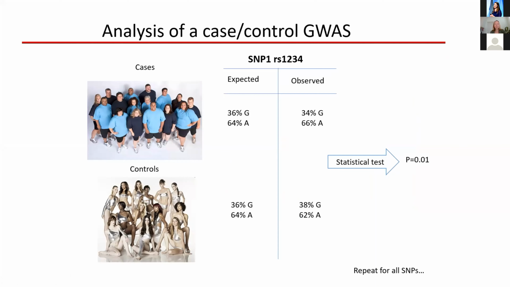And in the GWAS, you look at all the SNPs and do a statistical test for every SNP. And then, of course, you compensate for multiple testing, since you have maybe 500,000 tests. And then you find out which SNPs are different in the cases compared to the controls, and can continue with replication and biological studies.